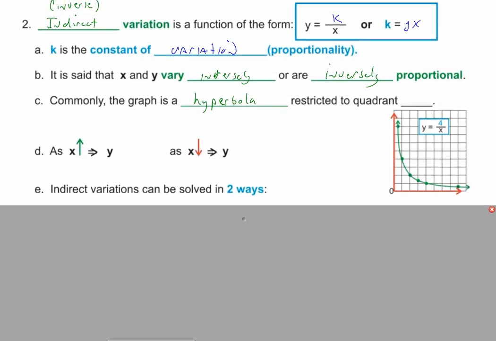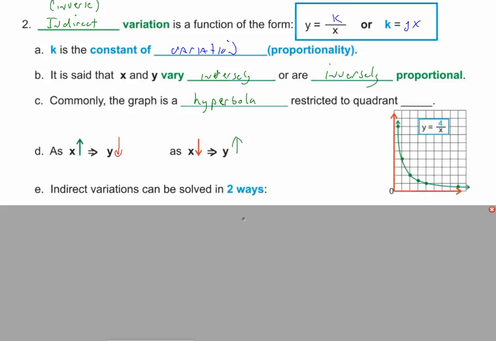So direct, increase x, increase y. Decrease x, decrease y. So it stands to reason inversely. If you increase x, you're going to decrease y. And look at the graph, right? As x gets bigger, moving from left to right, what's happening to y? It's getting smaller. They're inversely proportional. One goes one way, the other goes the other way. If you decrease x, you're going to increase y.